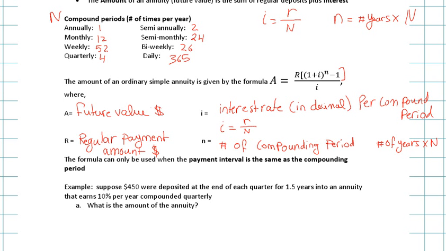And as you can see, the formula can only be used when the payment interval is the same as the compounding period. This is what we're only going to do in this course, where you have the same payment interval as your compounding period. So you're paying monthly, and your compounding period is monthly as well. Otherwise, it's going to be much more complicated.